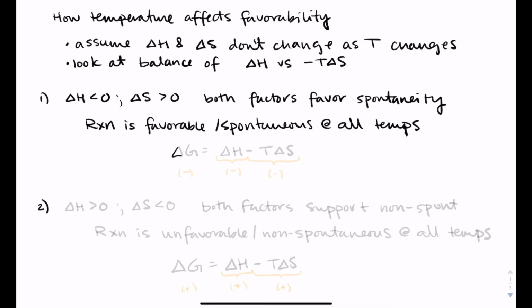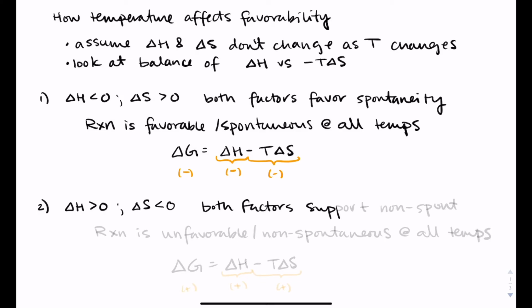So if delta H is negative and delta S is positive, both factors favor spontaneity. This reaction would be favorable or spontaneous at all temperatures. So what this means is my delta H is negative. My entire T delta S term, delta S is positive multiplied by a negative, so I have a negative value. If I add two negative numbers together, I get a negative number. So I could change the temperature as much as I want. It could go higher, it could go lower, and my delta G will always be negative. So the reaction will always be favorable.